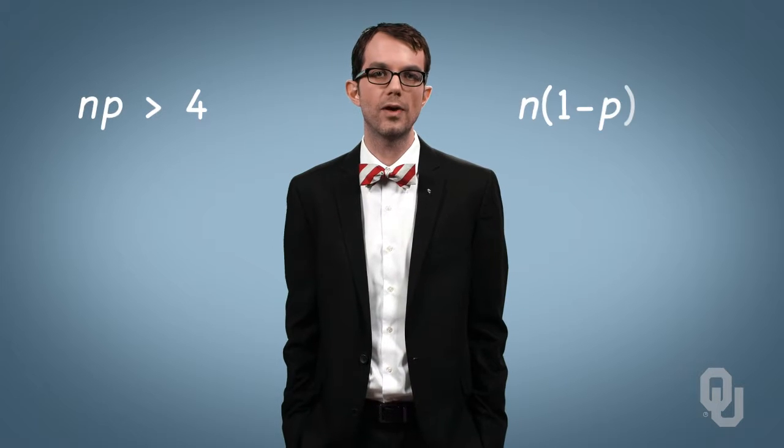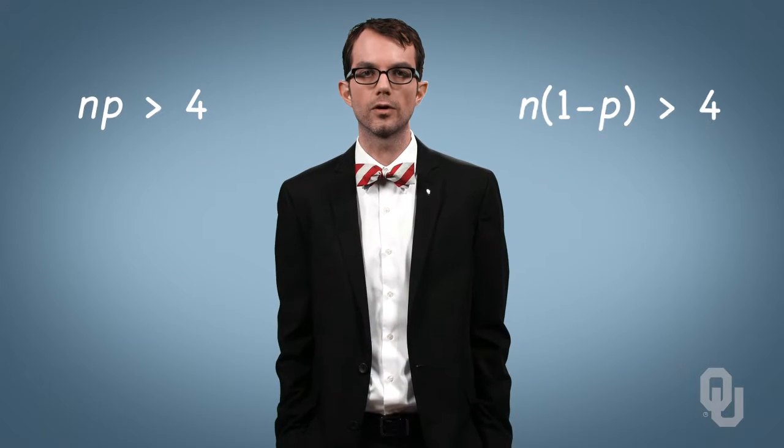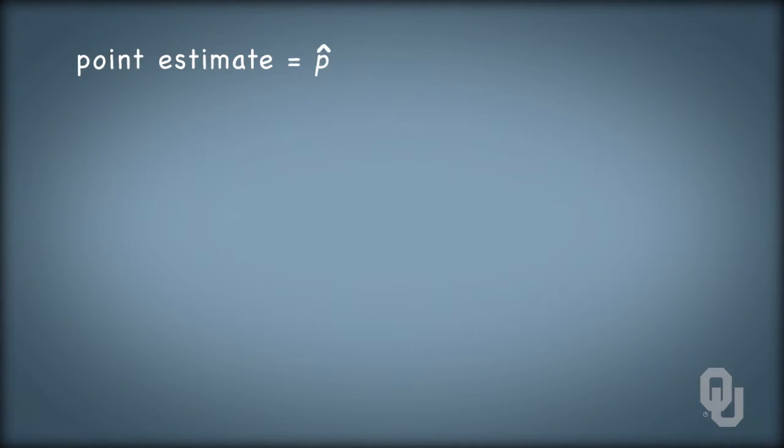So what does the test statistic look like? Recall from our calculation of the confidence interval that we always use the standard normal distribution for population proportions, assuming that np and n times 1 minus p are both greater than 4. The test statistic measures how different the point estimate, p hat, is from the hypothesized value, p naught, in terms of standard deviation units.